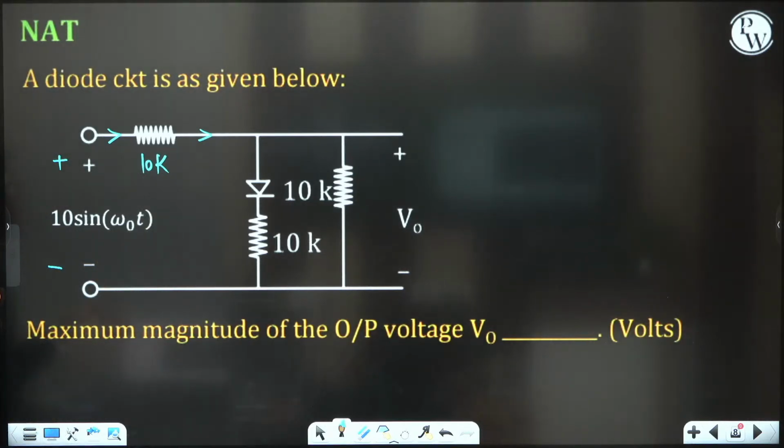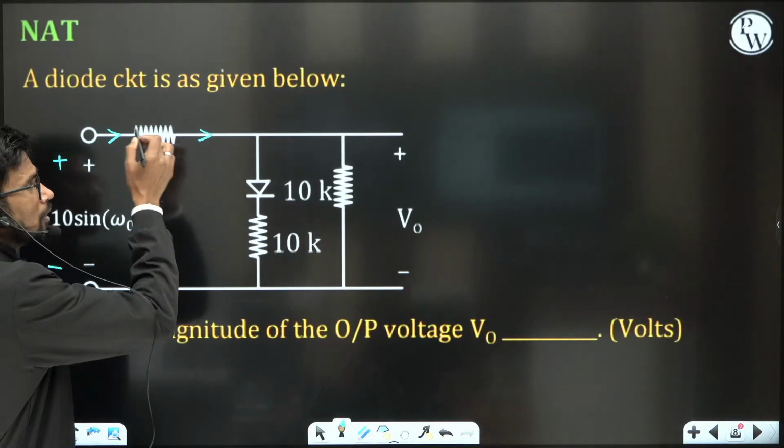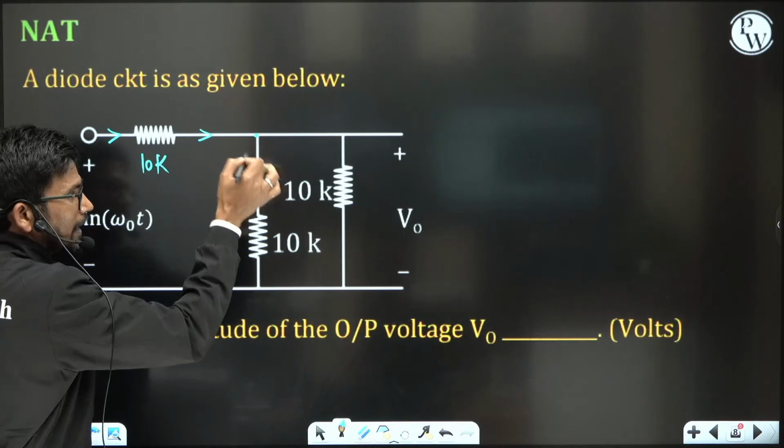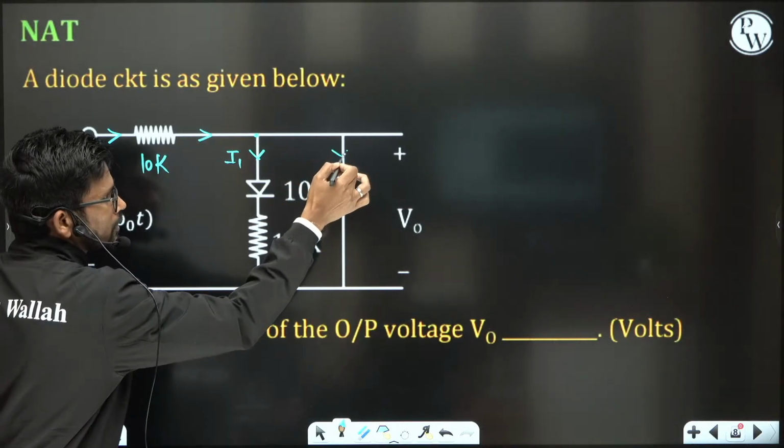Okay, I will take this diode as an ideal diode. This current, if it comes out at this node, has two paths. It can go in this direction as I1, and it can go in this direction as I2.